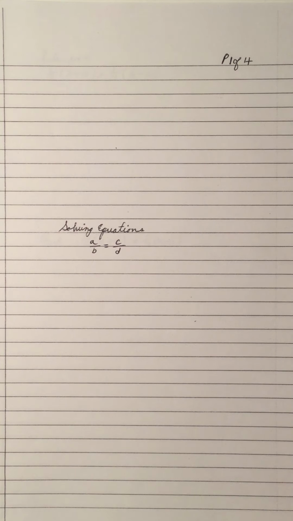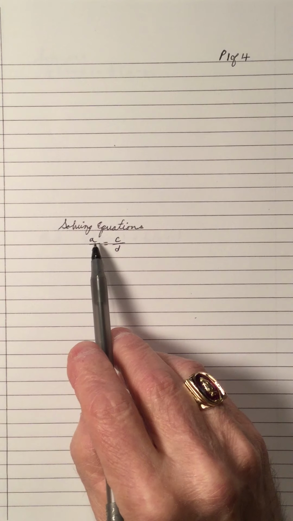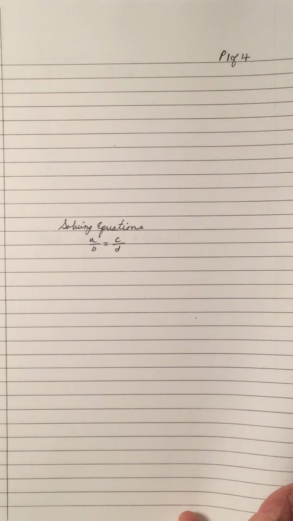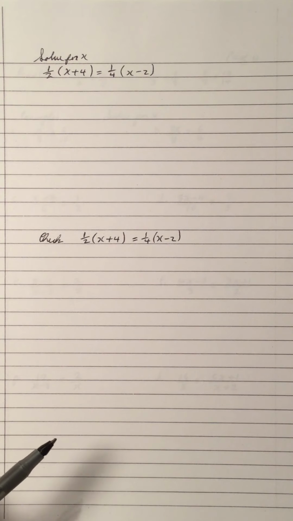Hi, welcome to my video on solving equations of the type A over B equals C over D. It's two equations equal to each other. Two fractions are equal to each other.